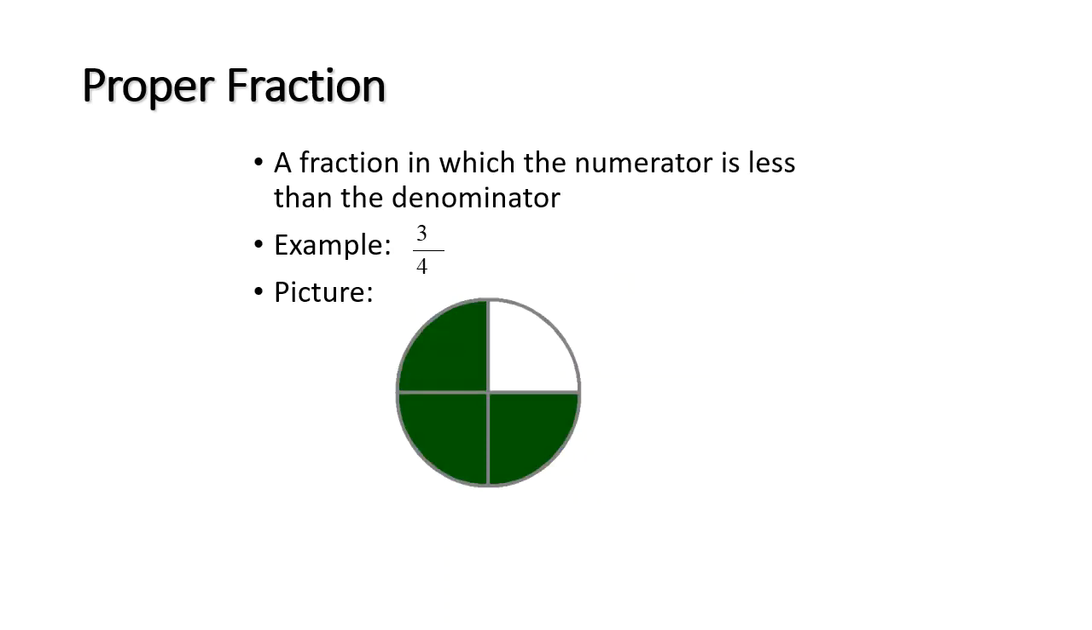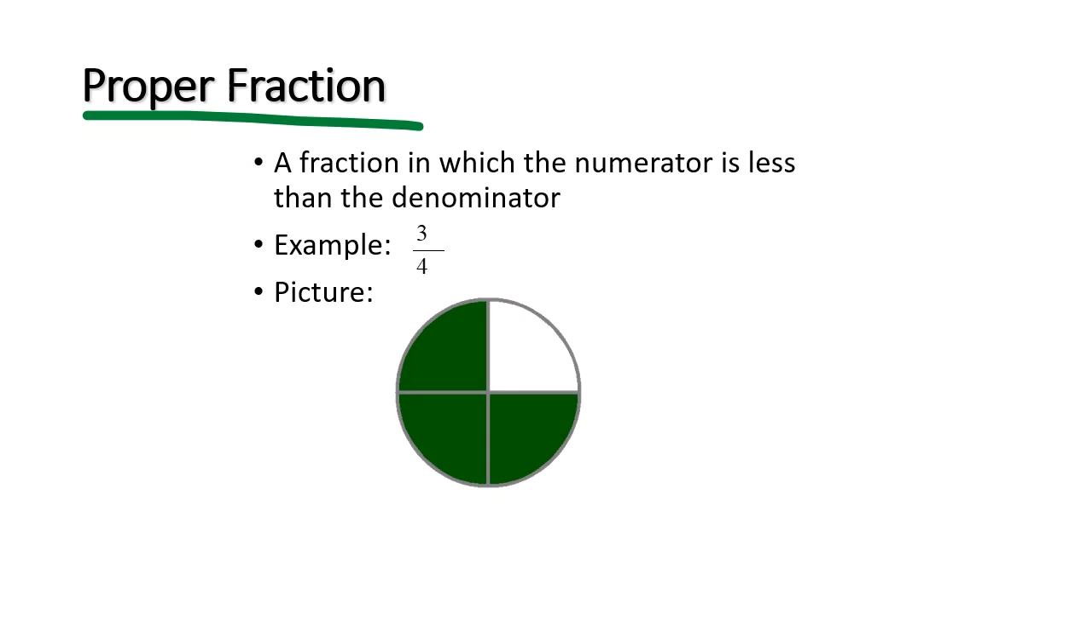All right, so let's look at a fraction. Now, the first type of fraction we're going to look at is called a proper fraction. And a proper fraction is a fraction where the numerator is less than the denominator. Here we have a numerator of 3 and a denominator of 4. Now, when the numerator is less than the denominator, that means we have a value less than 1.